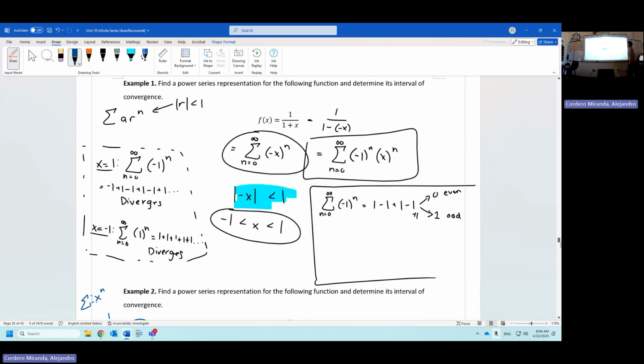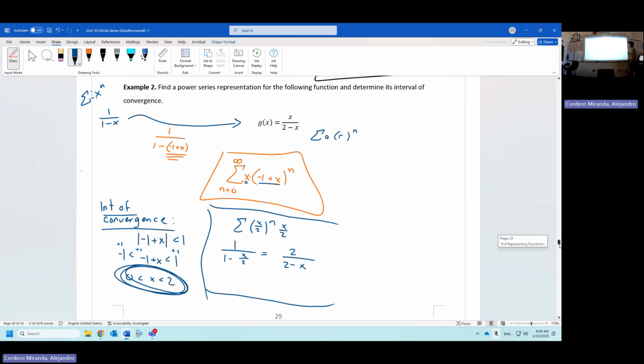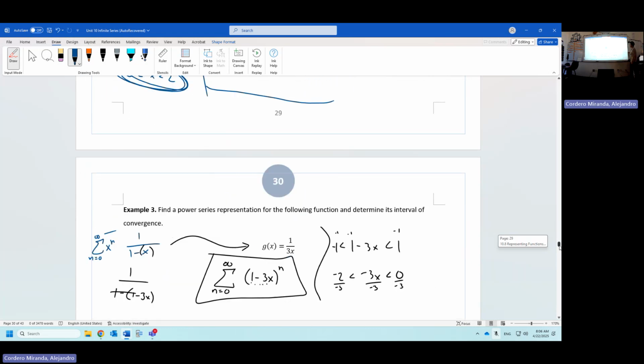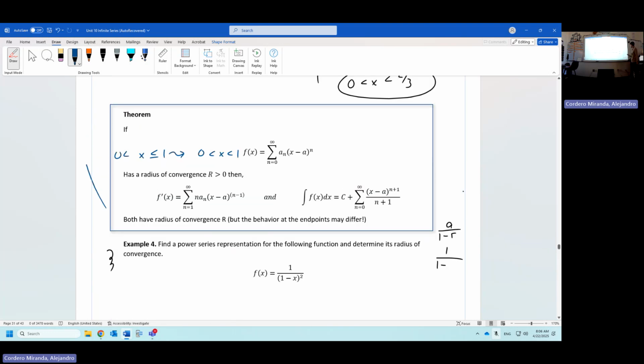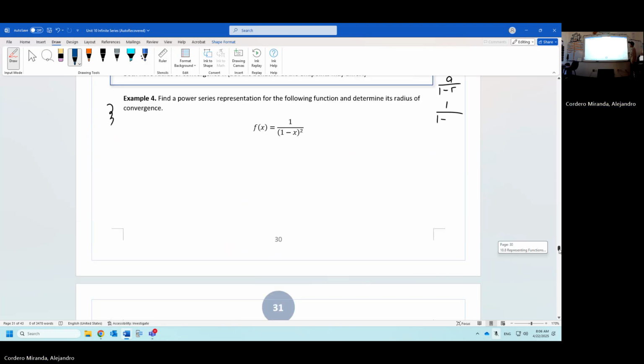So here are some examples. Here we wanted 1 over 1 plus x. And so we changed the r value to a negative x. That way we got 1 over 1 minus negative x. And that makes the 1 plus x. And same idea here, same idea here. And now we're at this problem.